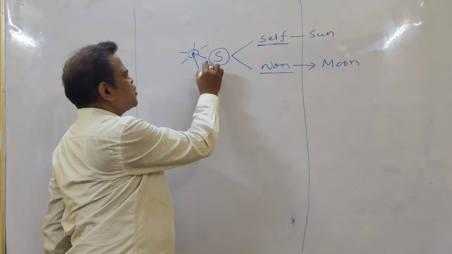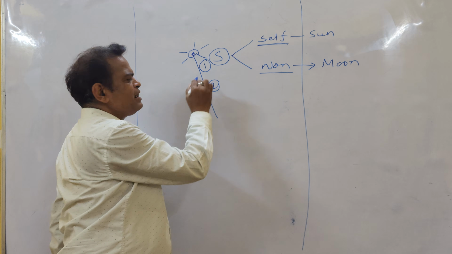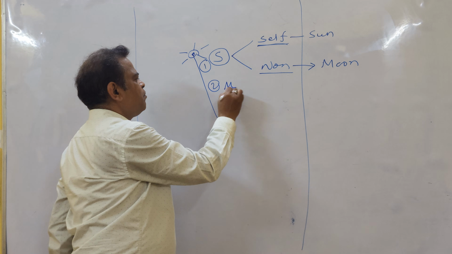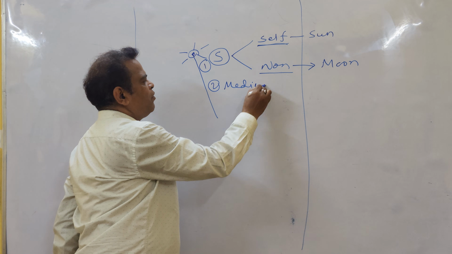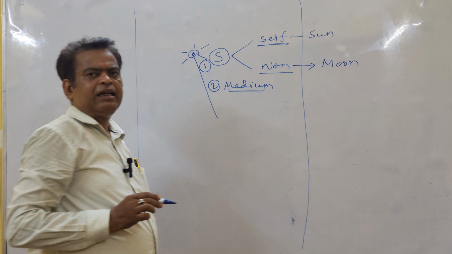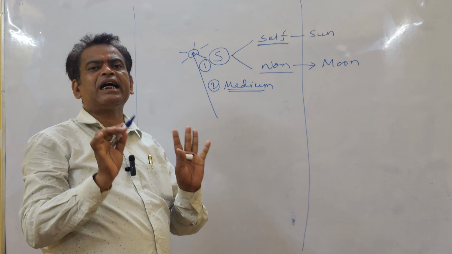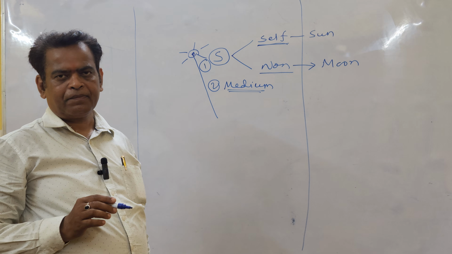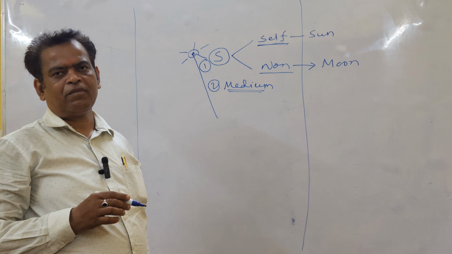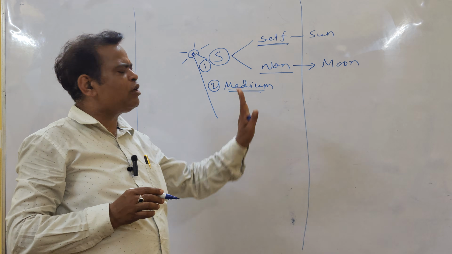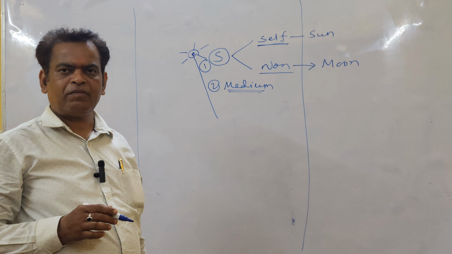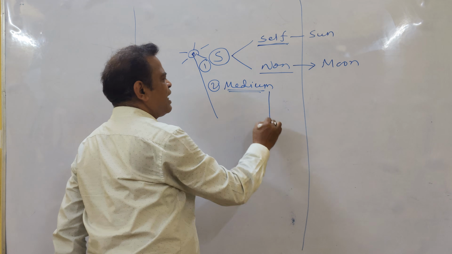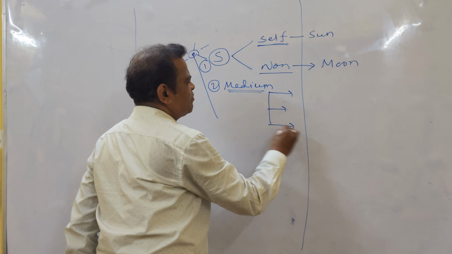Again, we have finished the discussion of source. Number 2 we will discuss is medium. Medium means the substance through which light will move or propagate. That is your medium. Again, medium is of three types.